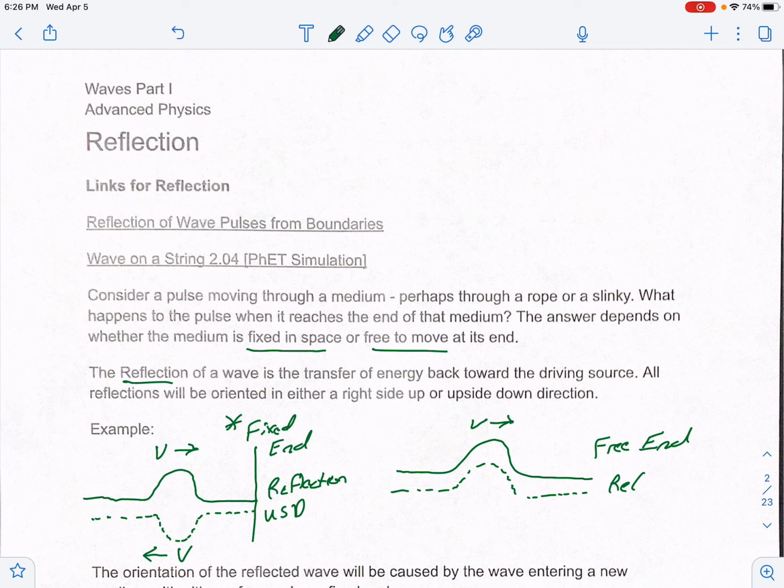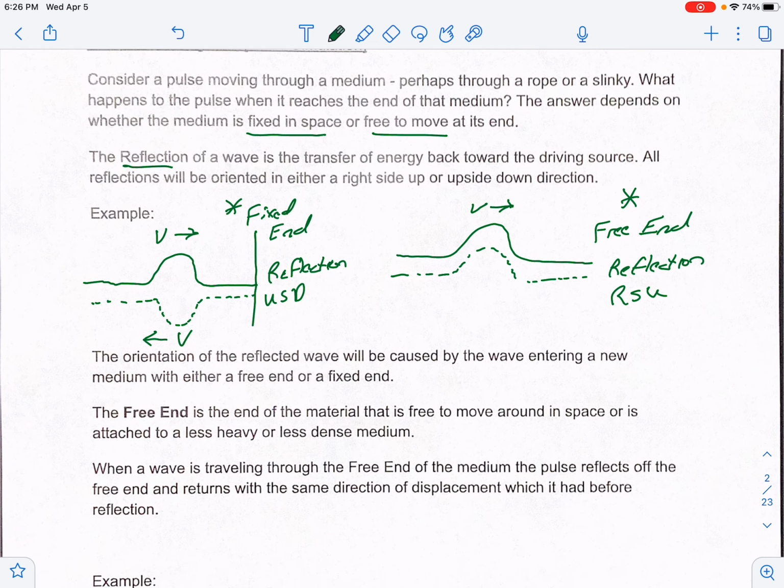So the reflection is going to be right side up, so RSU. Okay, so again, a free end means it's going to come back the same way. A fixed end means it's going to come back the opposite. So the orientation of the reflected wave will be caused by the wave entering a new medium with either a free end or fixed end.